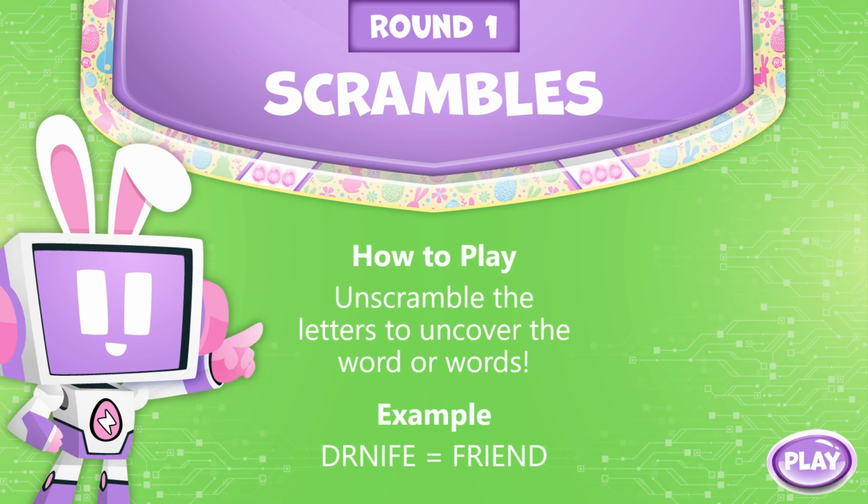In round 1, you will unscramble the letters to uncover the word. The instructions also share an example to give players an idea of how the round is played. For each question they get correct, they will earn 5 points. Once you've gone over the instructions, click play to begin.